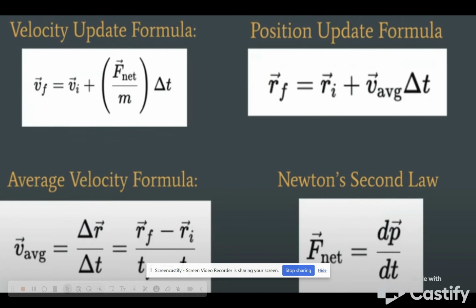There are also other equations that will be needed, which is the position update formula and the average velocity formula. We can use the slope to determine the average velocity of the cart. The position update formula is used in the computational model to update where the cart is at each frame.